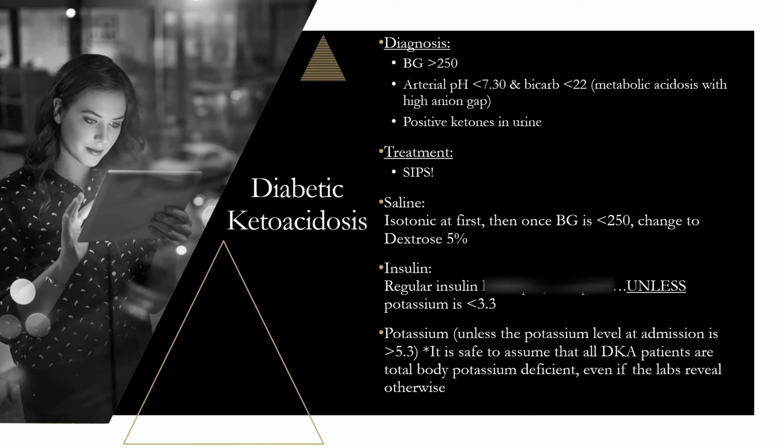And then the S in SIPS is going to be search for an underlying cause, because remember, this doesn't just happen out of nowhere. Something's going on. They're having an MI, they have an infection. So figure out what else is going on that's causing this, so you can go ahead and treat that and prevent the problems that you're going to have with whatever the underlying cause is.